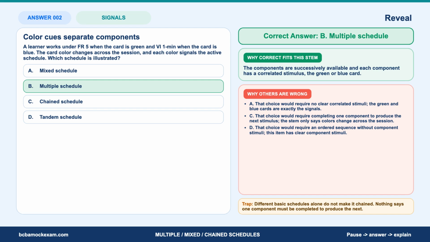For C, that choice would require completing one component to produce the next stimulus. The stem only says colors change across the session. For D, that choice would require an ordered sequence without component stimuli. This item has clear component stimuli. Notice that the answer uses only the evidence given in the stem. Trap check. Different basic schedules alone do not make a chain. Nothing says one component must be completed to produce the next.